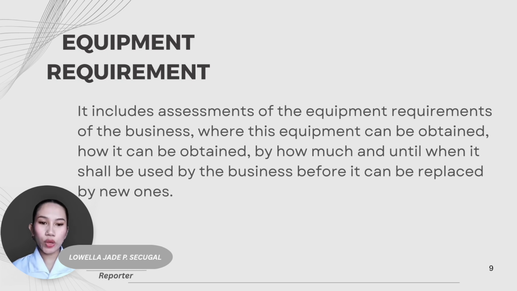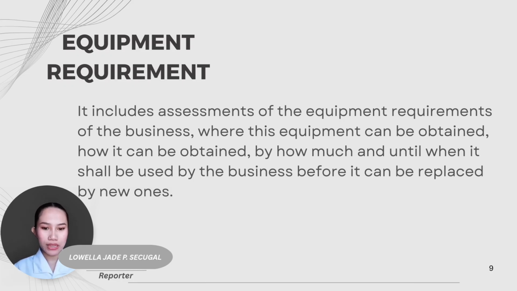So next is the equipment requirement. So it includes assessment of the equipment requirements of the business, where the equipment can be obtained, how it can be obtained, how much, and until when it shall be used by the business before it can be replaced by new ones. So this part of the study outlines what equipment a business needs to operate effectively.